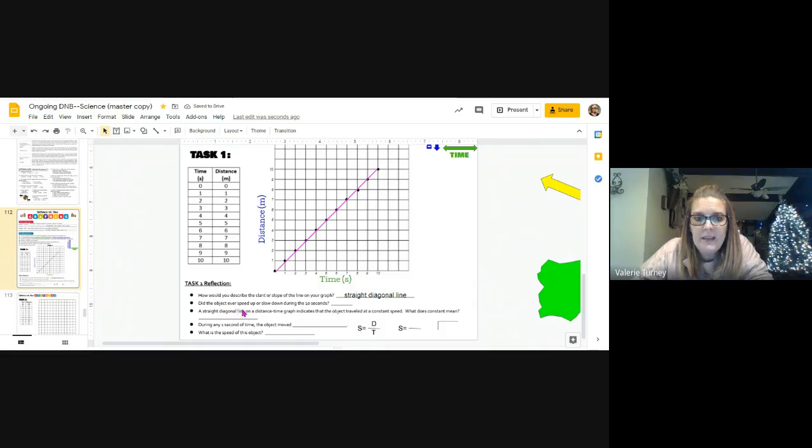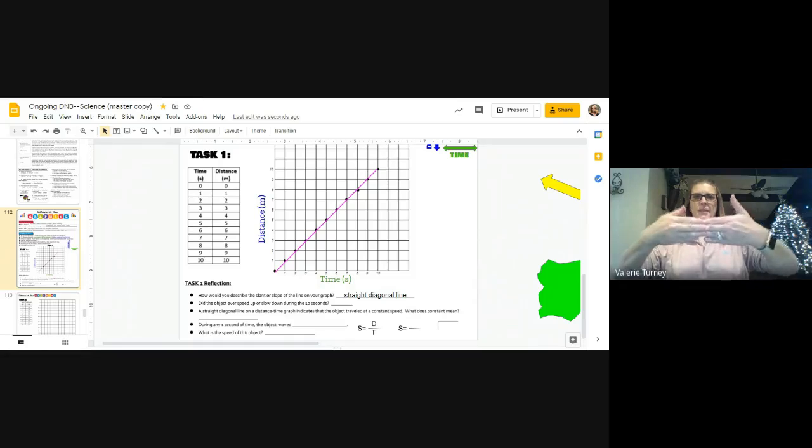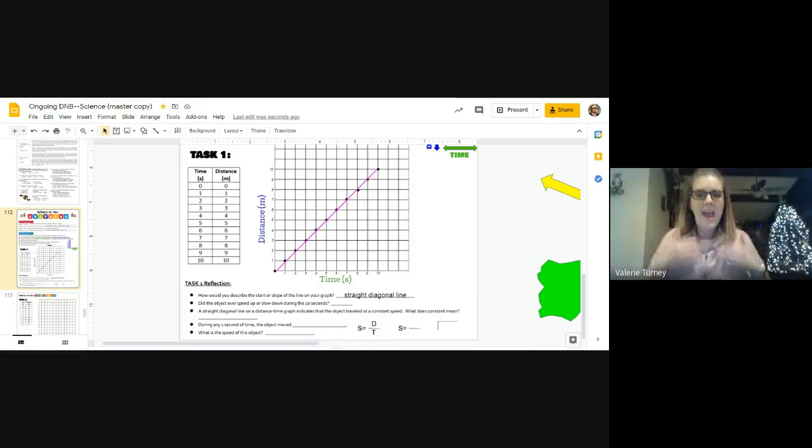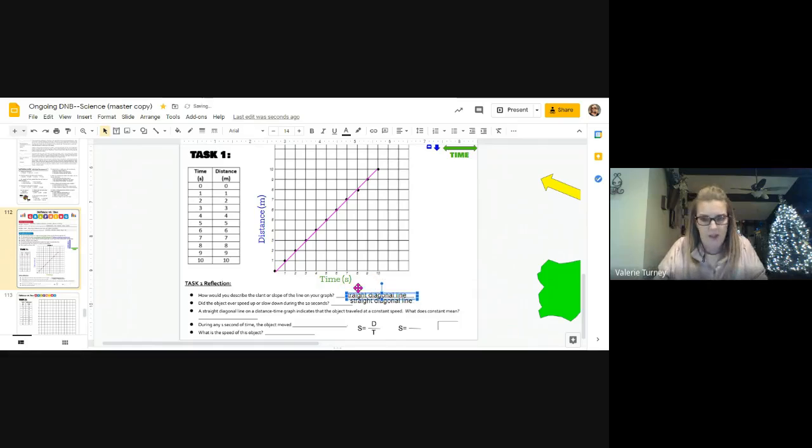Did the object ever speed up or slow down during the 10 seconds? Okay, so imagine it this way. 1 second, I move 1 meter. 2 seconds, I'm at 2 meters. 3 seconds, I'm at 3 meters. 4 seconds, I'm at 4 meters. 5 seconds, I'm at 5 meters. Every single second, they moved 1 meter. So they were pretty constant. They never sped up and they never slowed down. So your answer would be no.